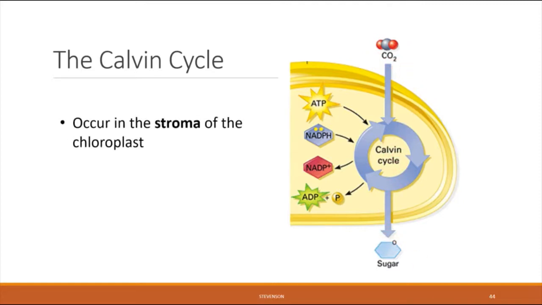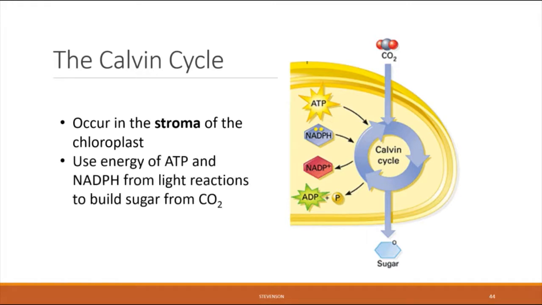This is happening in the stroma of the chloroplast, so it's happening in the dead space around the outside of the thylakoids. And the magic of it is that the plants absorb this CO2 from the atmosphere, and they actually use that as the building blocks to make sugar molecules. So next time that you're eating sugar, think about the fact that it used to be a gas. It used to be CO2 that some plant absorbed.